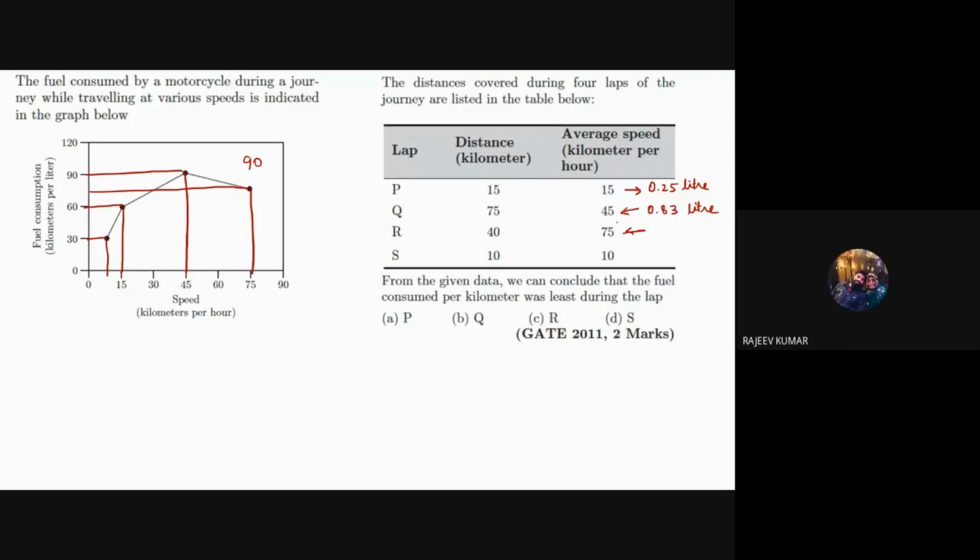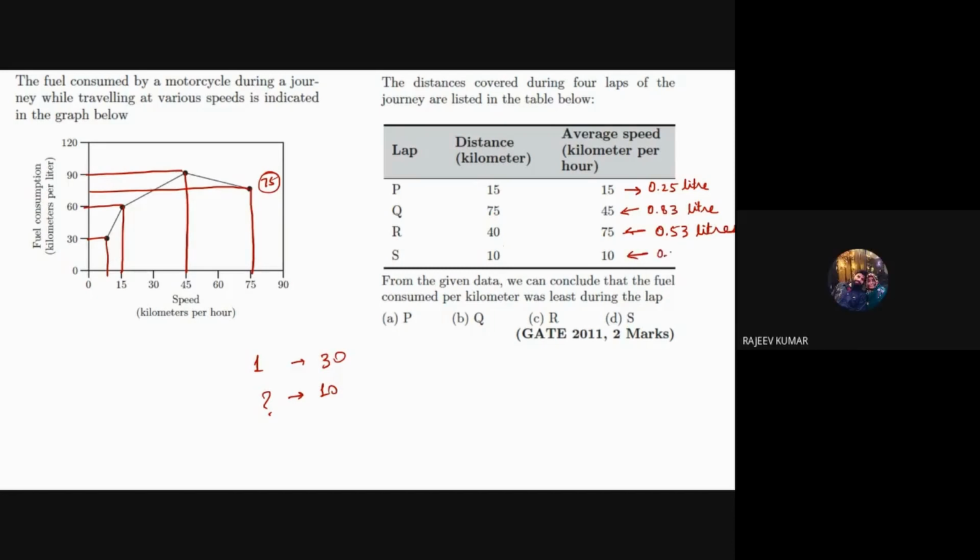Now next, at the average speed of 55 kilometers, the average is somewhere near 75, between 60 and 90. So it is at 75. At the average of 75, for 1 liter they can go for 75 kilometers. For how many liters have they gone for 40 kilometers, that you have to find out. 0.533, about 0.5 liters. And at the average 10, they can go for 30 kilometers per liter, but they have only gone for 10.